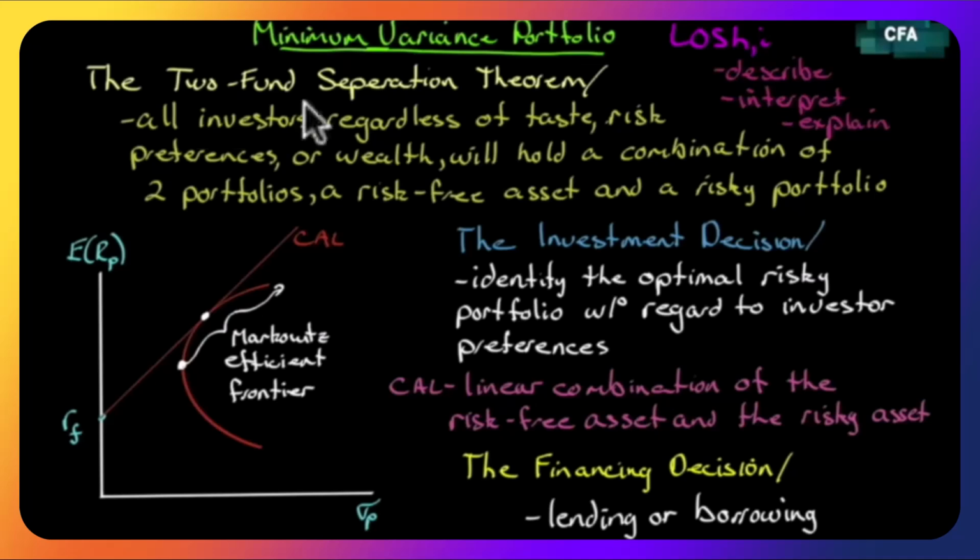And basically this says that all investors, regardless of taste, risk preferences, or wealth, will hold a combination of two portfolios, a risk-free asset and a risky portfolio. Now you may say, well, wait a minute, I've never held a risk-free asset. Yeah, I've held risky portfolios, but I've never held a risk-free asset. My friends don't. I don't know anyone who has. That can't be right. Well, let's put things in perspective. This is not a two-fund separation fact. It's a two-fund separation theorem.